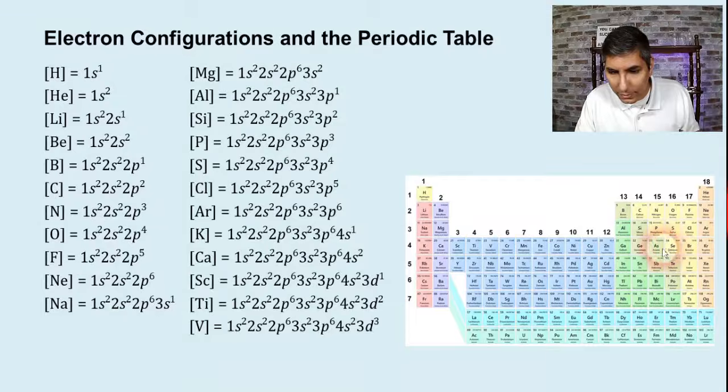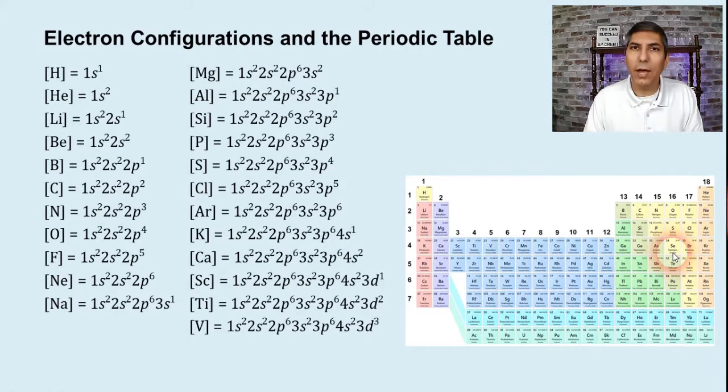Well, we can count the boxes, can't we? If gallium is 4p1, selenium would have to be 4p1, 2, 3, and 4. So it's going to end with 4p4. So do you see the progression that we have here?